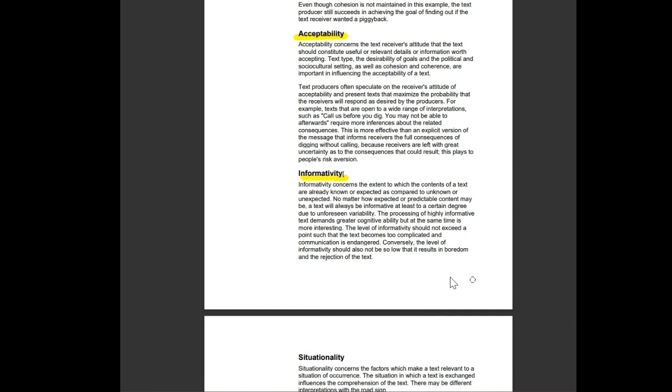So informativity is the element that a text has that makes the text interesting. And of course, it has not to be boring.